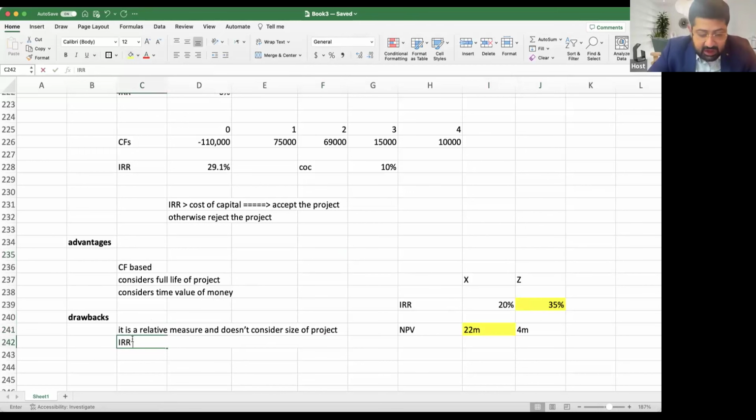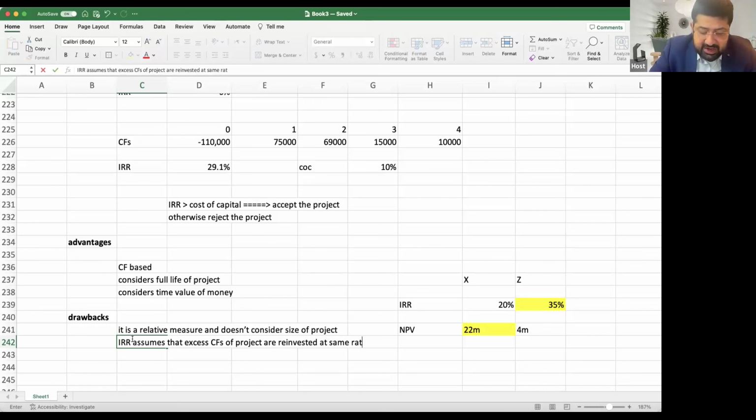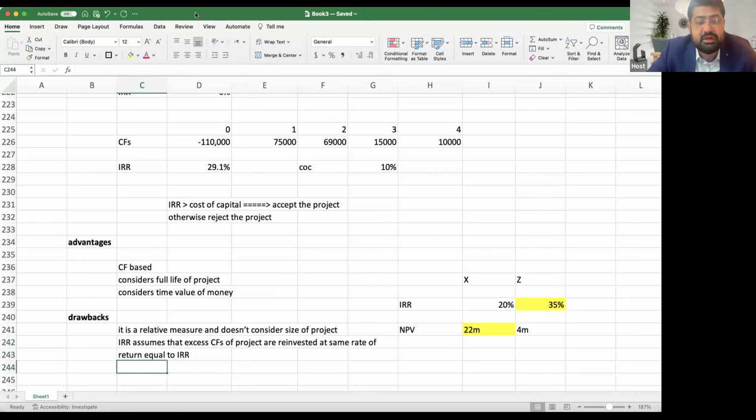Second, IRR assumes that excess cash flows of the project are reinvested at the same rate of return, equal to IRR. Excess cash flows are reinvested at the same rate of return equal to IRR.